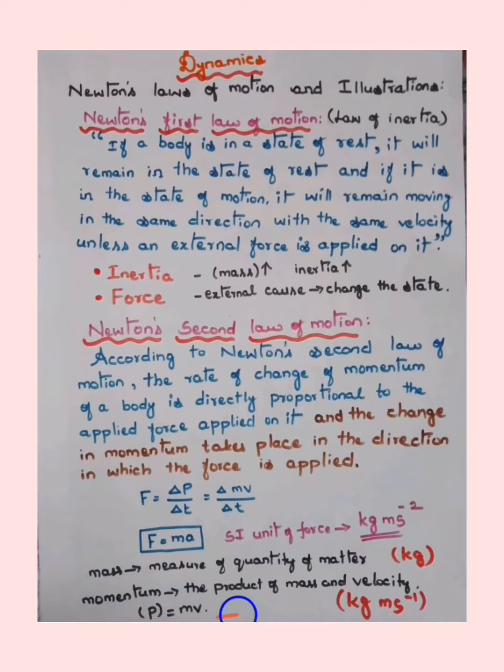SI unit of momentum is kg meter per second. SI unit of force is kg meter per second square. Cleared?